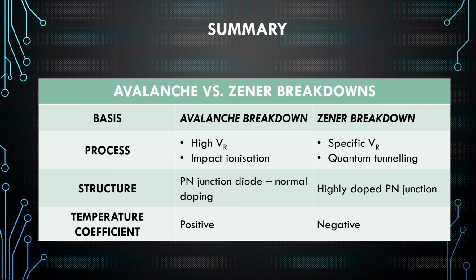Here we have a summary of the avalanche and the Zener breakdowns. From the above information, we can conclude that generally there are two different breakdowns which are distinguished based on the concentration of doping in the p-n junction. Whenever the p-n junction is doped highly, then Zener breakdown will happen, whereas the avalanche breakdown occurs in a lightly doped p-n junction.